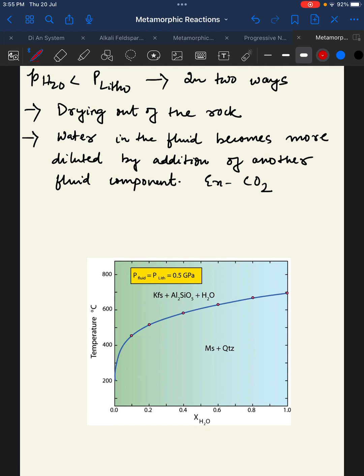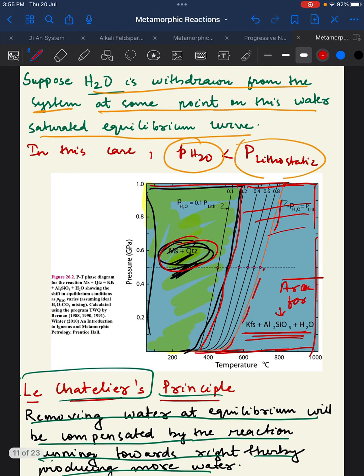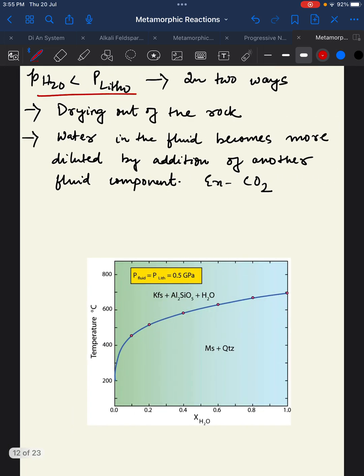So we have now discussed that if water is removed from the system, then the partial pressure of water will be less than the lithostatic pressure. But how is this water getting removed? Water is getting removed from the system in two ways. First one is drying out of the rock. If the rock is drying, then the water is evaporating or getting consumed in some way. In that case, the partial pressure of water will be less than the lithostatic pressure.